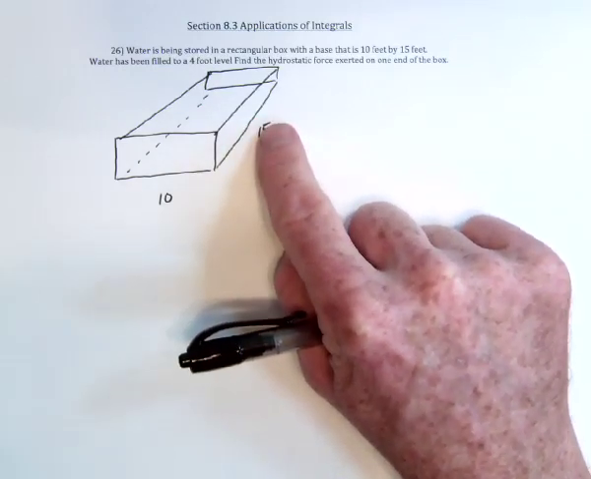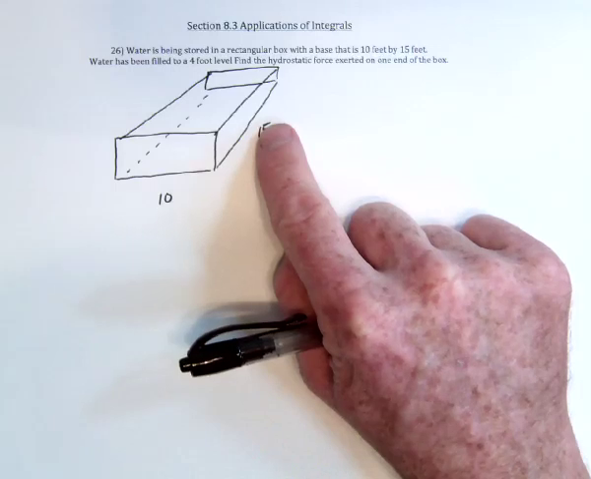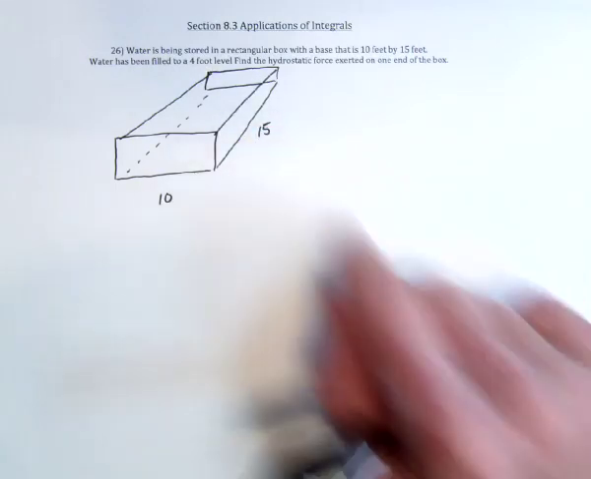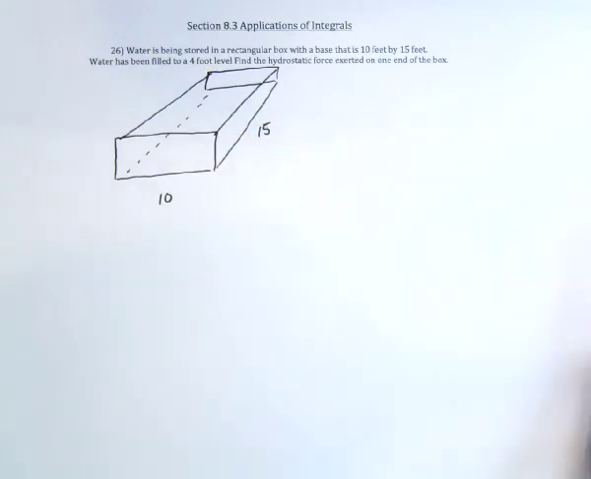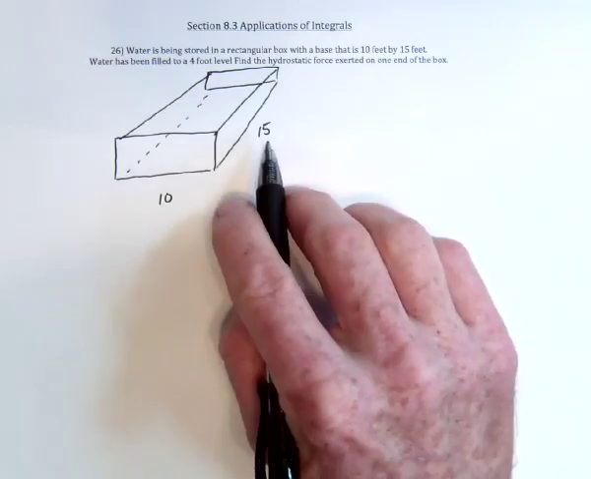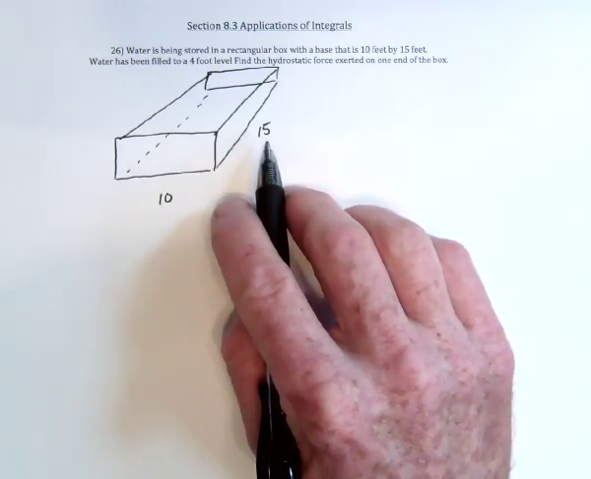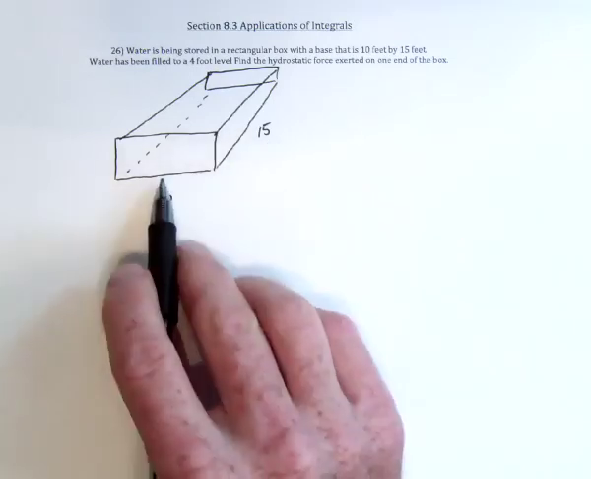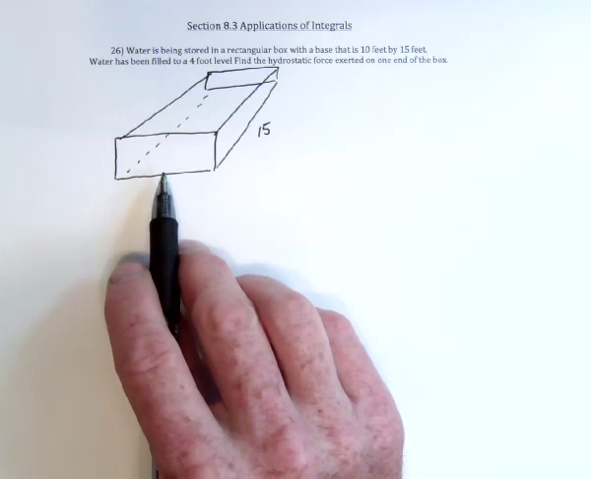Anyway, the reason that I made this up slightly vague is so that you don't use both the 10 and the 15 in the setup. So what I'm going to do is concentrate just on this side. I'll find the amount of force that is on this side.